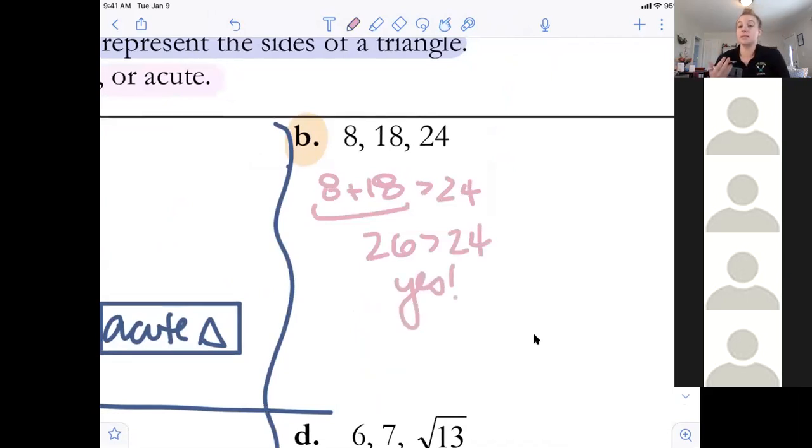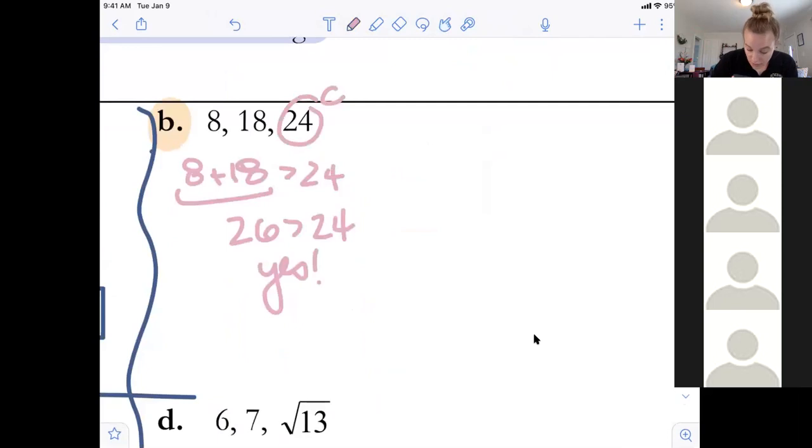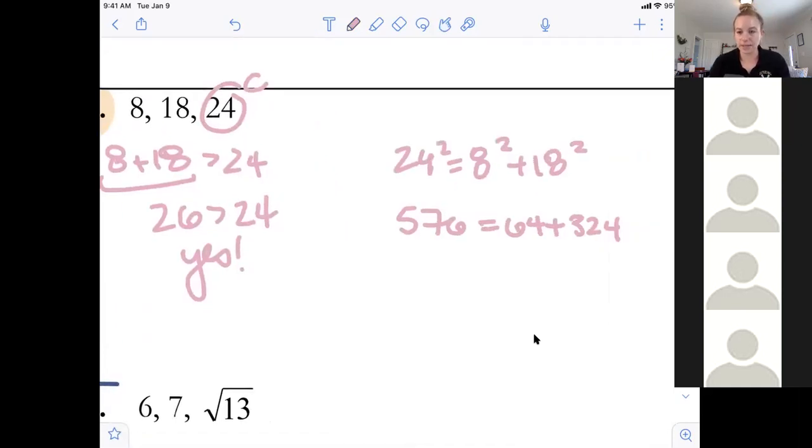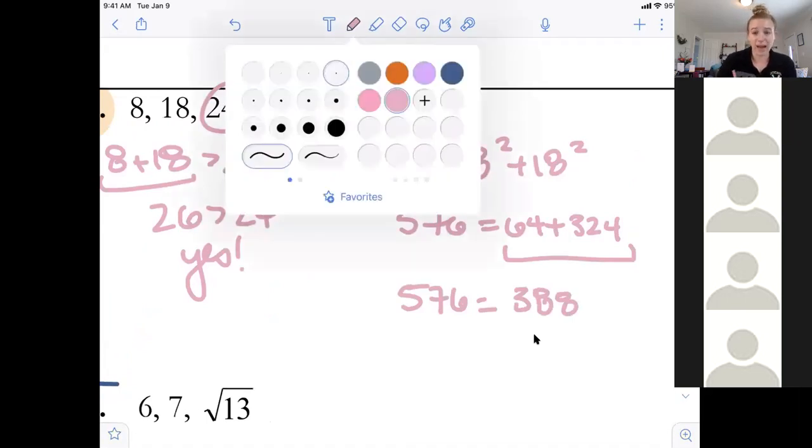Now we open the gate, we get to decide what kind of triangle it is. Again, I want my c to be by itself. So I'm going to do 24 squared equals 8 squared plus 18 squared. 24 squared is 576. 8 squared is 64 and 18 squared is 324. So those are just plug and chugs on the calculator, so I'm not going to spend a lot of time going over those. I am going to add 64 and 324 together though, so 576 is equal to 388. Ooh, that's not true. Those two numbers are not equal to each other.